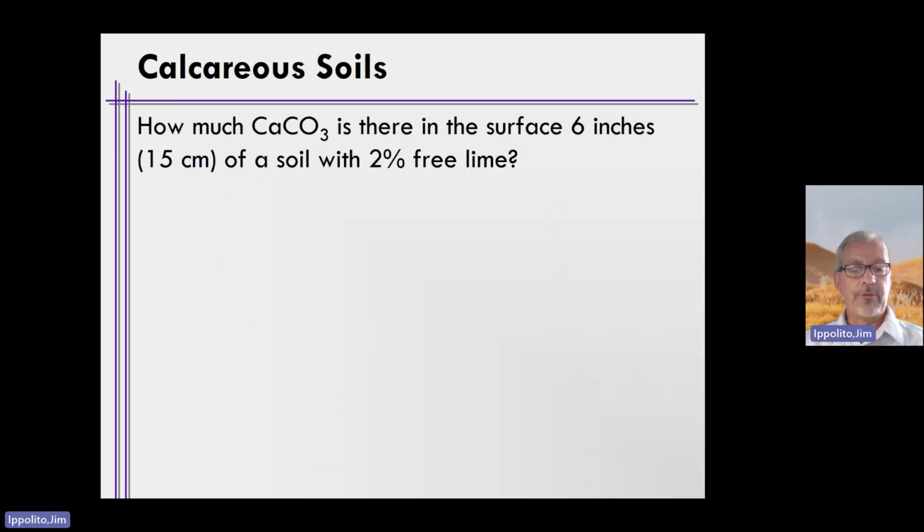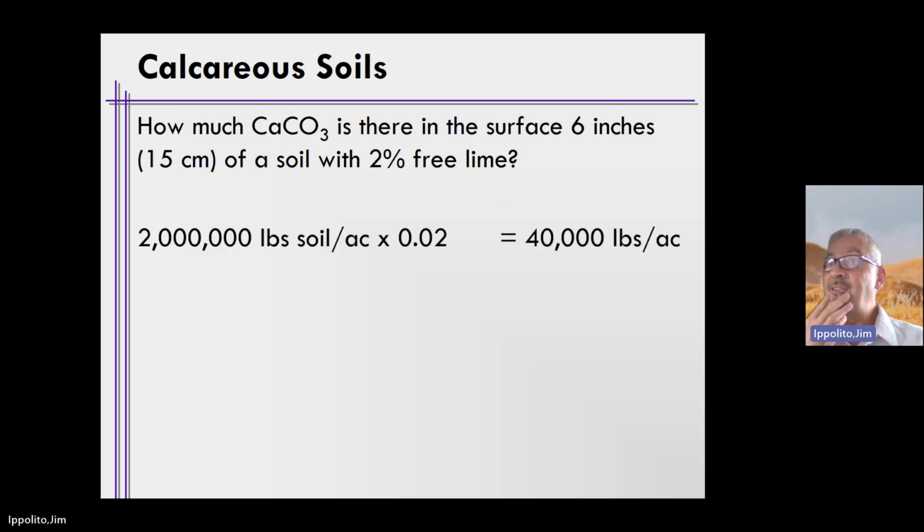So let me give you an example. This is not uncommon in soils in the Western United States. How much calcium carbonate is there in the surface 6 inches of a soil with 2% free lime? The top 6 inches of soil within an acre weighs 2,000 pounds, roughly. So that's expressed here. There's approximately 2,000 pounds of soil per acre in the top 6 inches of soil.